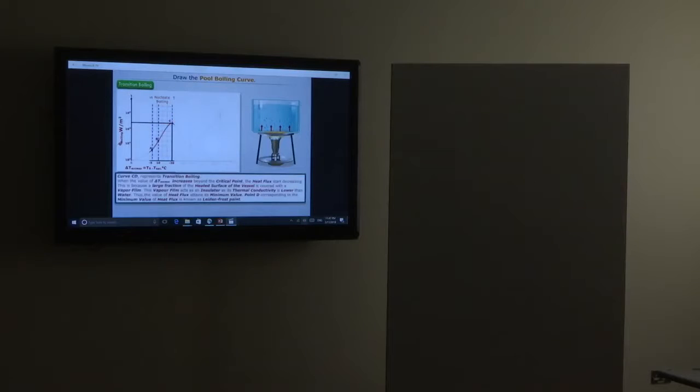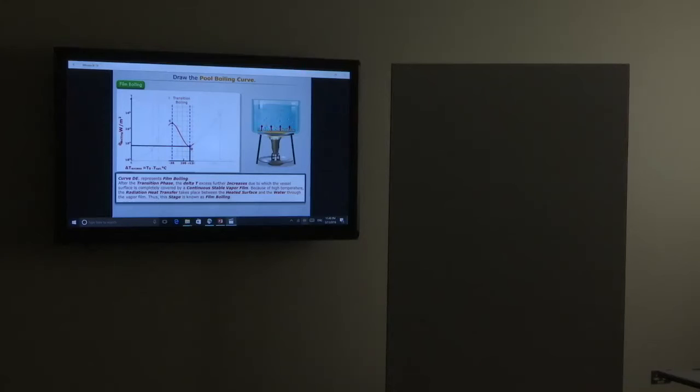Curve CD represents transition boiling. When delta T excess increases beyond the critical point, we see that the heat flux starts decreasing. This is because a large fraction of the heated surface of the vessel is covered with a vapor film. This vapor film acts as an insulator as its thermal conductivity is lower than that of water. Thus, the value of heat flux attains its minimum value. Point D, corresponding to the minimum value of heat flux, is known as Leiden-Frost point. In curve CD, both nucleate and film boiling take place partially. Thus, this stage is known as transition boiling.